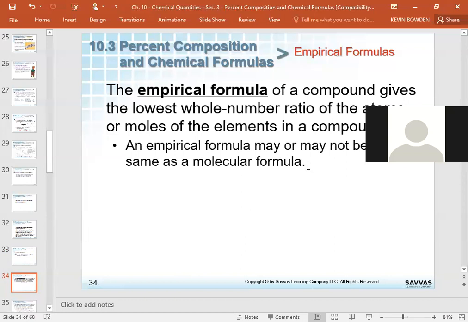Yeah, glucose and fructose. Glucose has the formula C6H12O6. There are literally 6 atoms of carbon, 12 atoms of hydrogen, and 6 atoms of oxygen. However, that's not the lowest whole number ratio because I can factor out a 6 from each of those, and I can get 1 C, 2 H's, and 1 oxygen. That would be the empirical formula for glucose, CH2O.